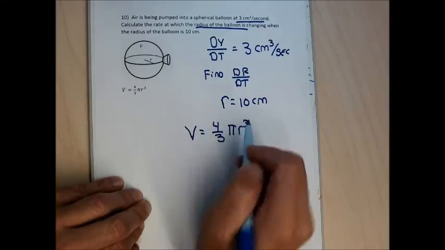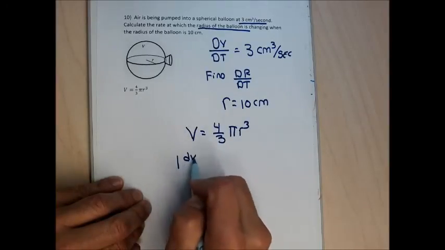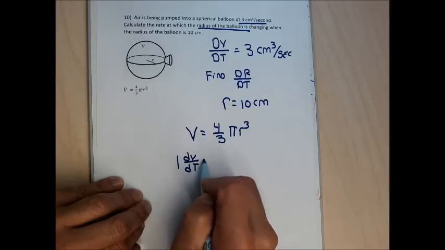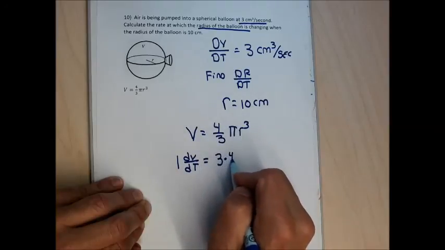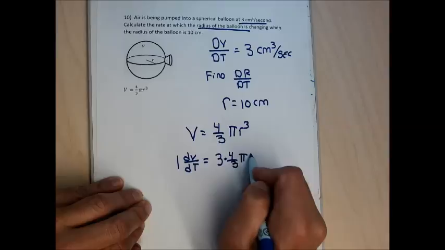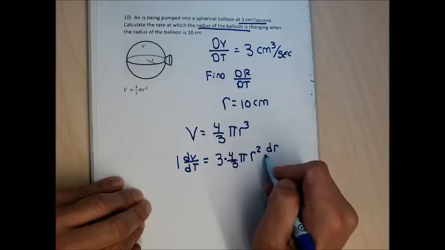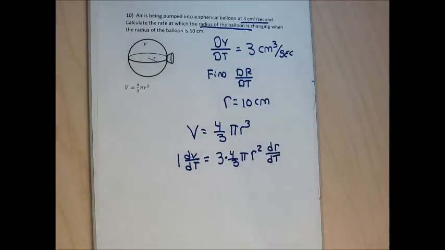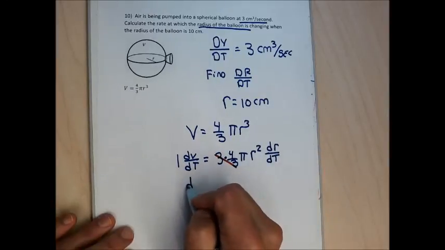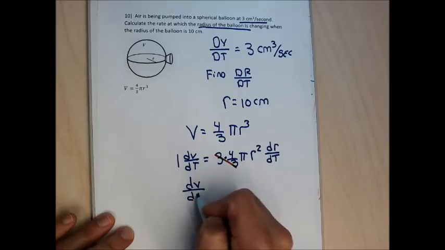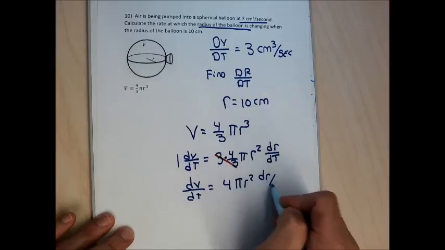pi r cubed. I'm going to take the derivative. The derivative of V is 1. I'm taking the derivative with respect to t, so I'm going to tack on a dV/dt. On the right-hand side, I'm going to multiply the 3 times the 4/3 pi. I'm going to lower the exponent by 1 to r squared, and since I took the derivative of an r with respect to t, I'll tack on a dr/dt. These 3's are going to cancel, and I'm going to get dV/dt equals 4 pi r squared dr/dt.